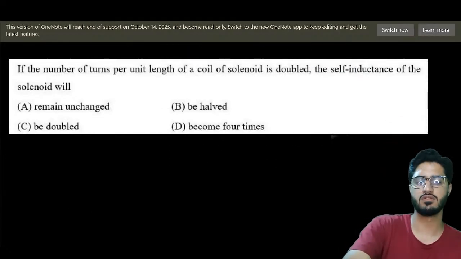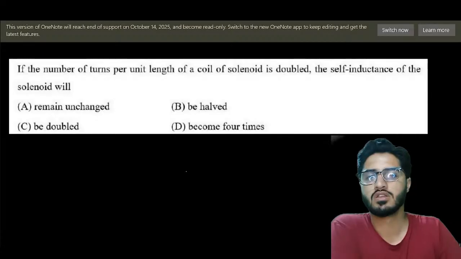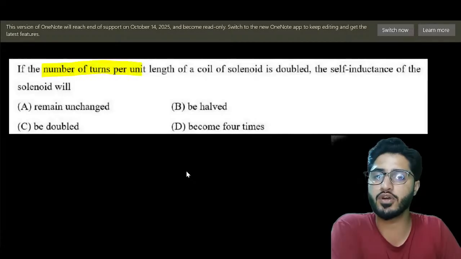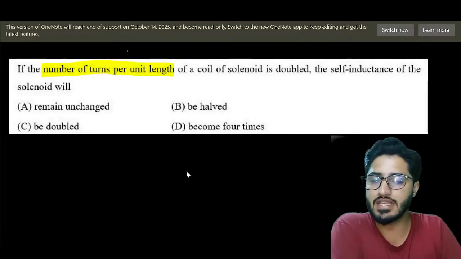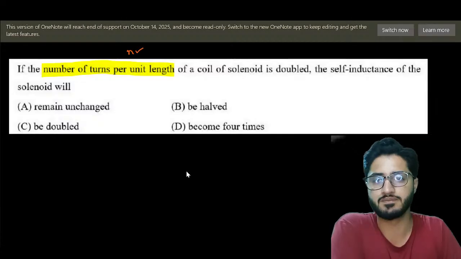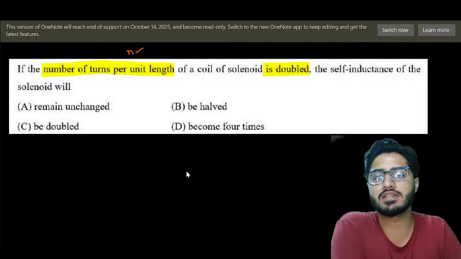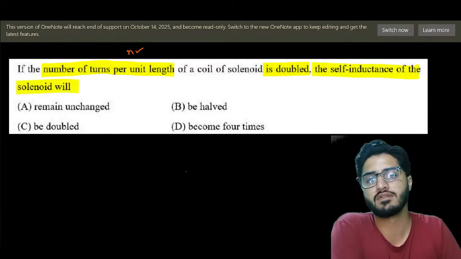Is this one easy now? Yes. The question is, what is given now? The number of turns per unit length, that means n is given, of a solenoid is doubled. If we double the n, the self-inductance of the solenoid will be.